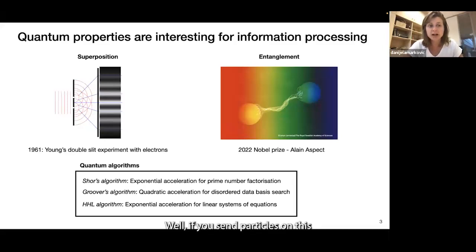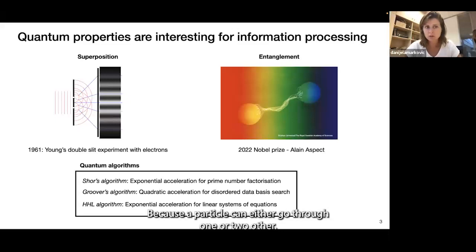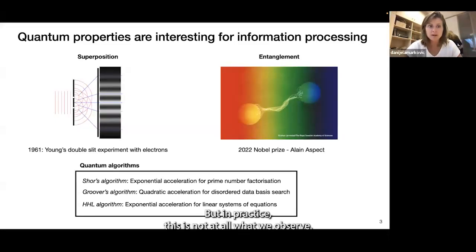Well, if you send particles on this screen with a double slit, what you expect to see is two little hills behind each slit, right? Because a particle can either go through one or through the other. But in practice, this is not at all what we observe. We observe this interference pattern. And this is what happens if, for instance, you have water or some other sort of waves. So this was, let's say, the first very convincing proof of this wave-like behavior of quantum particles.